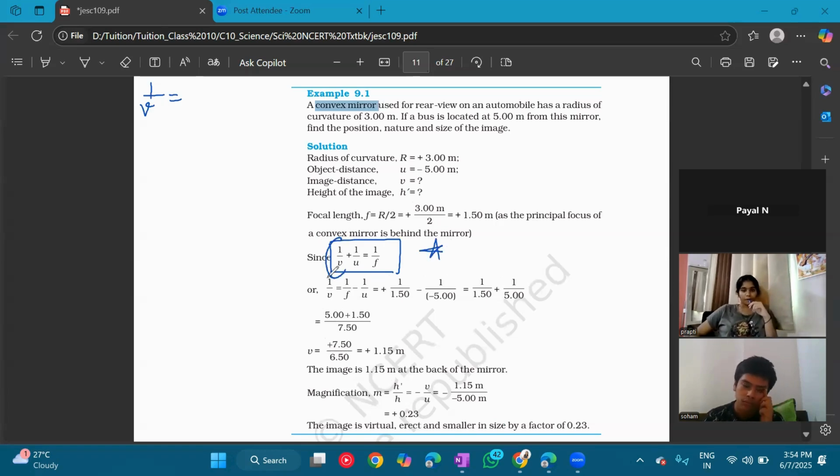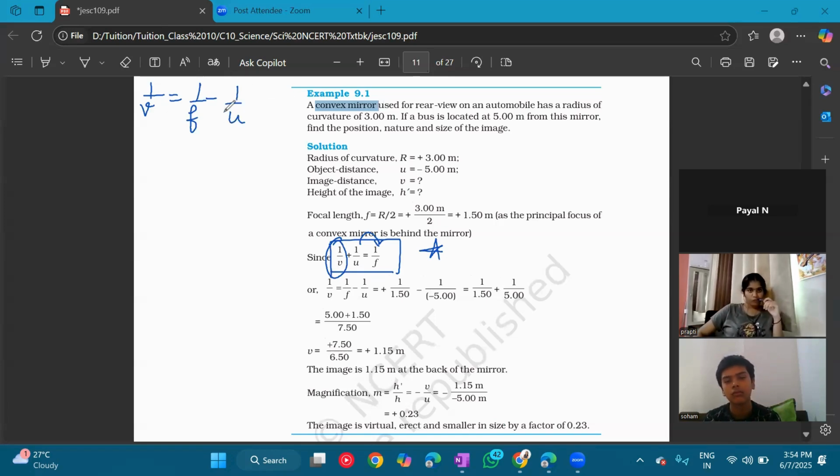मतलब जैसे 1 by V मुझे निकालना है तो मुझे 1 by U वहां ले जाना है, so it will be 1 by F minus 1 by U. Many students get this step done wrong. Why? Because when they shuffle it, they will write it like this: 1 by V is equal to 1 by U minus 1 by F. ये wrong है. Followed? So be careful in this first step.